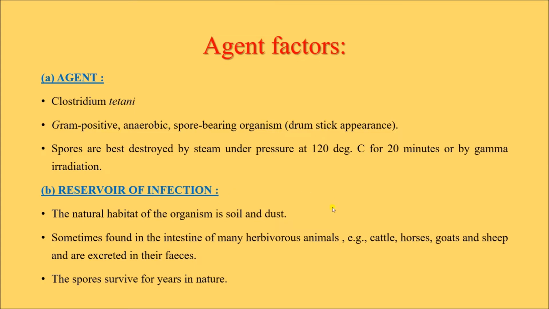Reservoir of infection is generally the environment, mainly the soil and the dust. Sometimes it can be found in the intestine of many herbivores like cattle, horses, goats, and sheep, because they eat the grasses and the plantation on the ground, which are also contaminated with the spores. So that is why the spores can be found in the intestine, and these animals also excrete these spores through their feces. The spores survive for years in nature. That means it can persist in nature for many years.